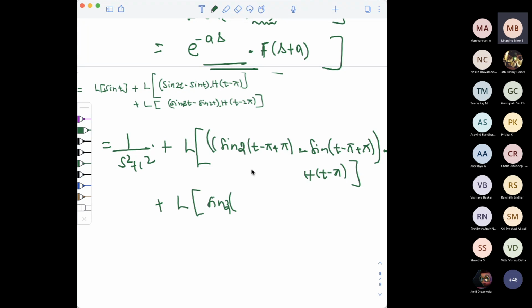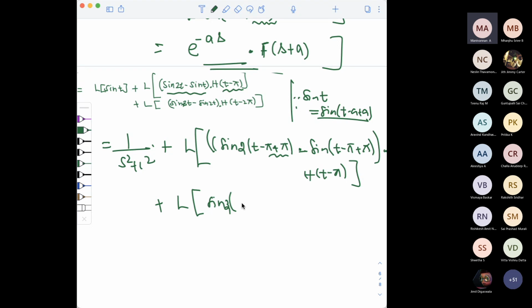Sir, how did you put minus pi plus pi, sir? What, again we are having this sin 2t only, right? Just add and subtract. Suppose I am having this sin t, this can be written as sin of t minus a plus a. Am I right? Yes, sir, I understood. Yeah, the same. We need to get this t minus pi format in these functions also. That's why we are adding minus pi.